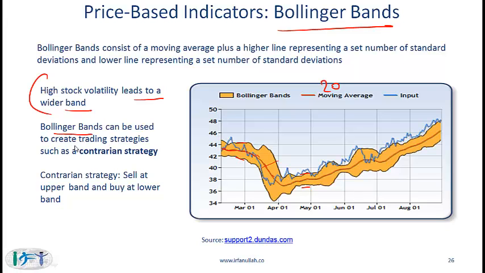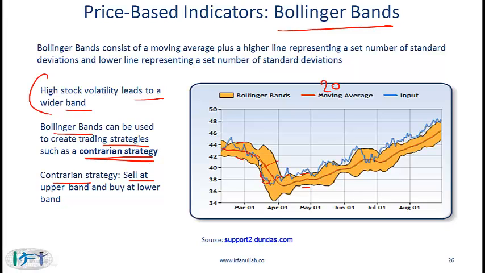Bollinger Bands can be used to create trading strategies such as a contrarian strategy. A contrarian strategy is where you go counter to the market. Now let us understand what our move will be. With a contrarian strategy, we sell at the upper band and buy at the lower band. So notice when the stock price comes near the lower band, what this is basically saying is that the stock price is relatively low compared to the moving average, and this is a sign that we should buy.